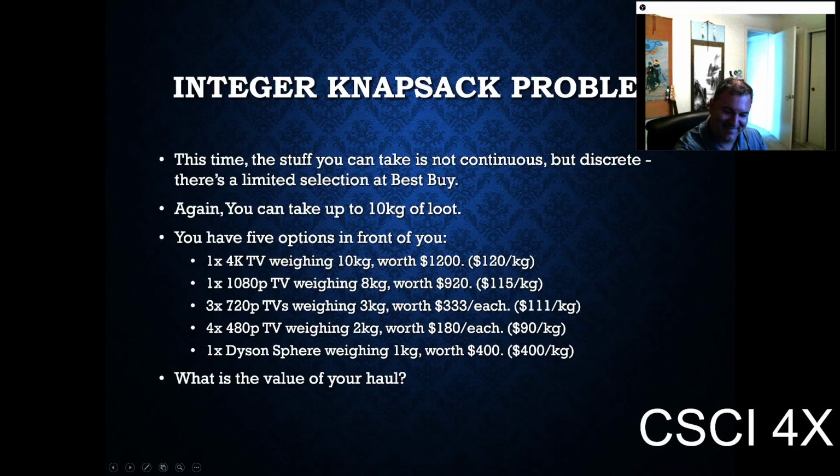If you go with the most expensive first, you would take the Dyson sphere, and then you can't take the 4K, but then you would take the 1080p, right? And then you got 1 kilogram left, and that space is wasted, and so you'd end up with $1,320. However, you can do better than that. You can do 3 720p TVs for about $1,000, plus 400 for that. 1 plus 9 is 10 kilograms, so you'd end up with $1,400 instead of $1,320.